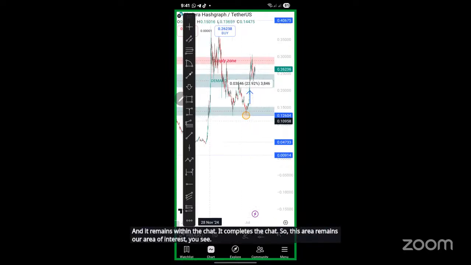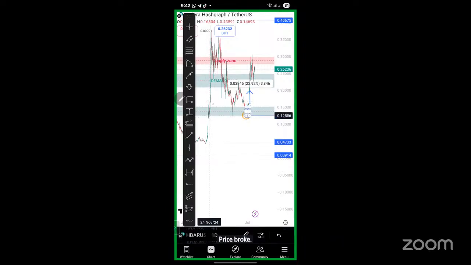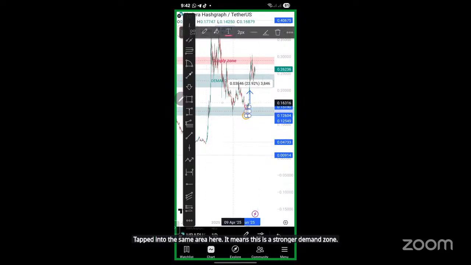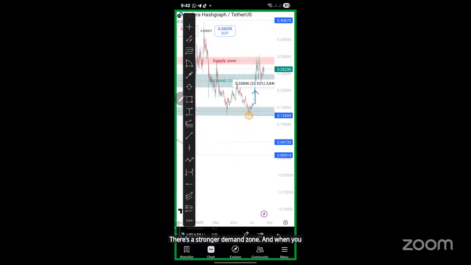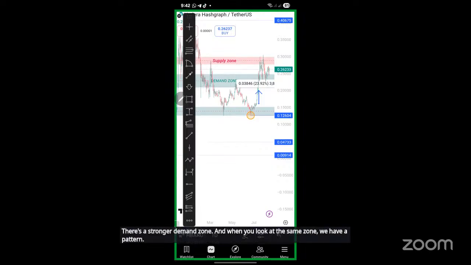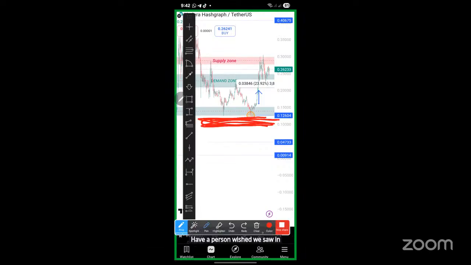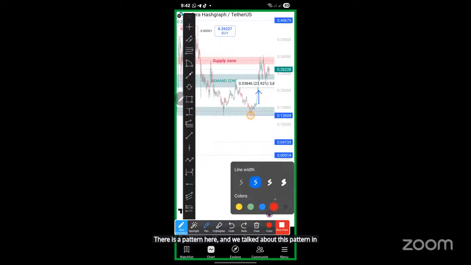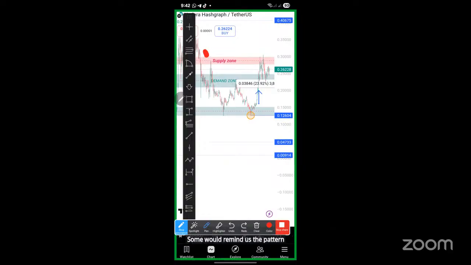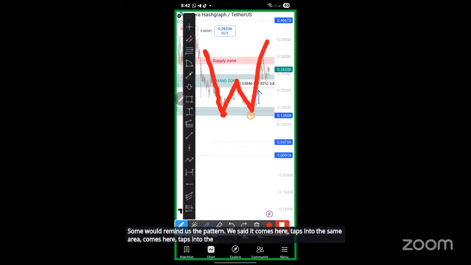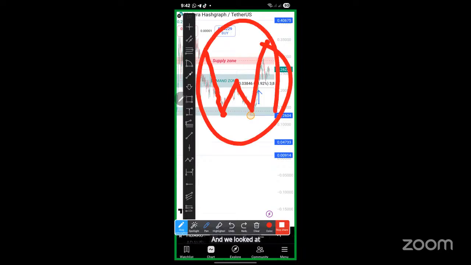You see, price broke it here after some resistances, tapped into the same area here, tapped into the same area here. It means this is a stronger demand zone. And when you look at the same zone, we have a pattern, which we talked about in the morning. We said it comes here, taps into the same area, comes here, taps into the same area, it goes here. And we looked at this bottom, that pattern there.